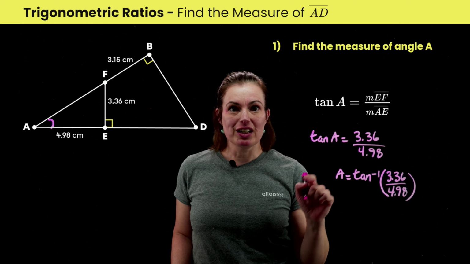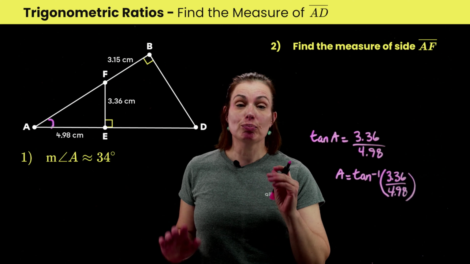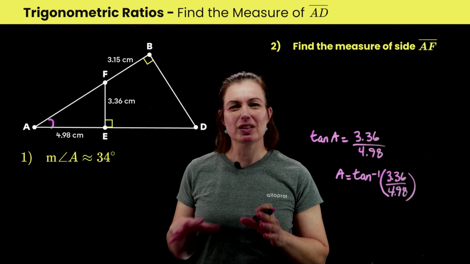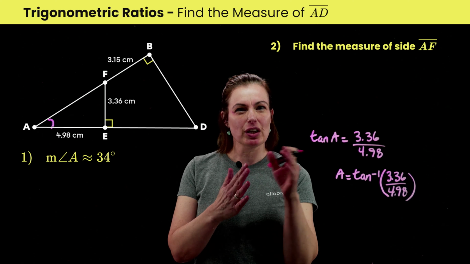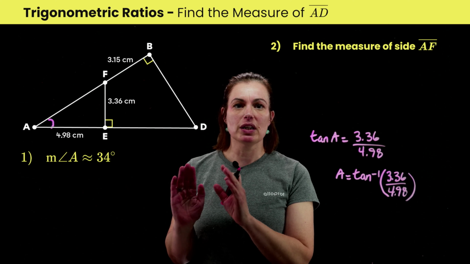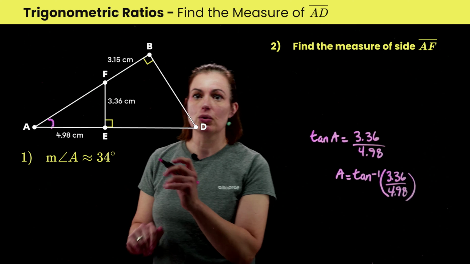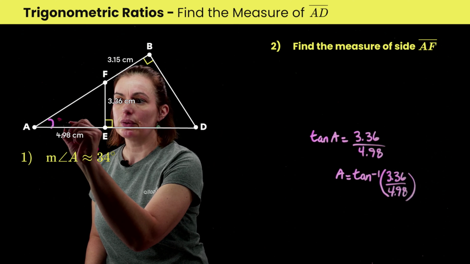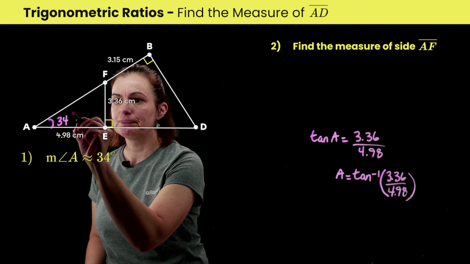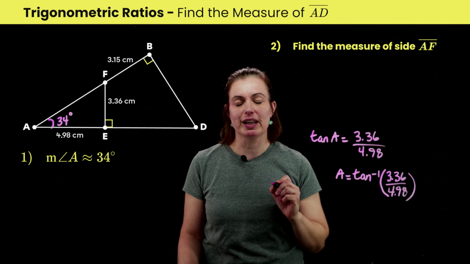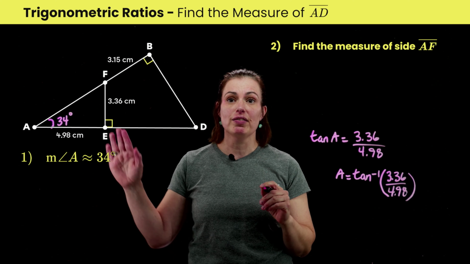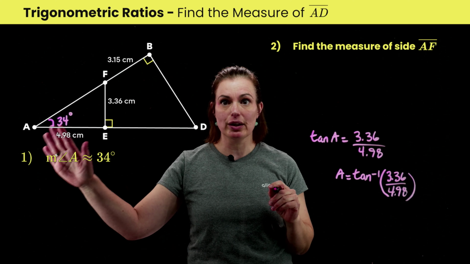When I punch that into my calculator, it gives me a value of approximately 34 degrees. So it's not quite 34 degrees, it's actually got a few decimal numbers, but I'm going to round it for our purposes to 34 degrees. So here we go. This is what I'm going to carry forward in the rest of my calculations. So now I have that measure of my angle A.